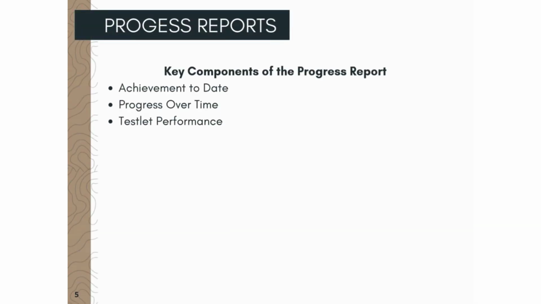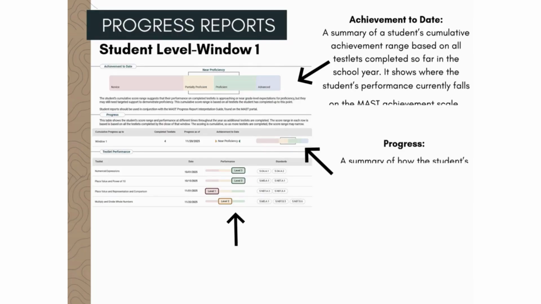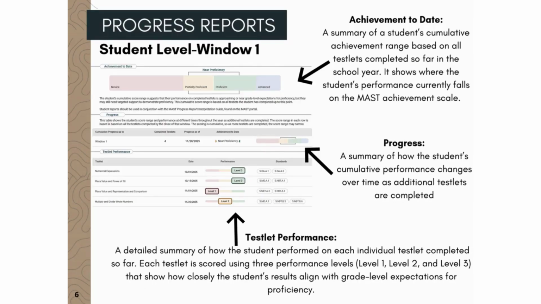Taking a closer look at progress reports, each progress report has a few key components: achievement to date, progress over time, and testlet performance. Now let's take a look at a progress report, starting with a student level report after window 1.